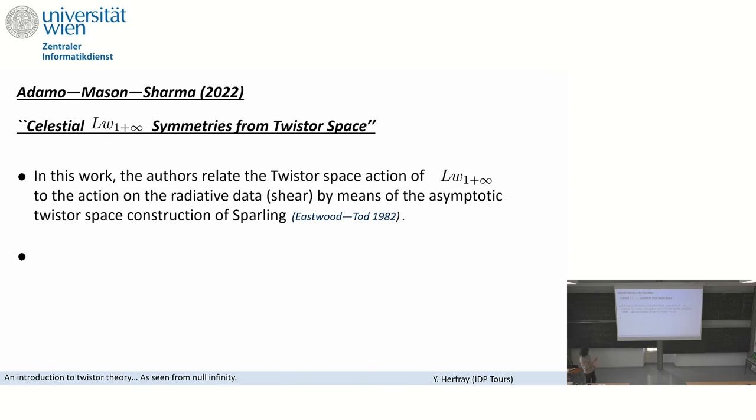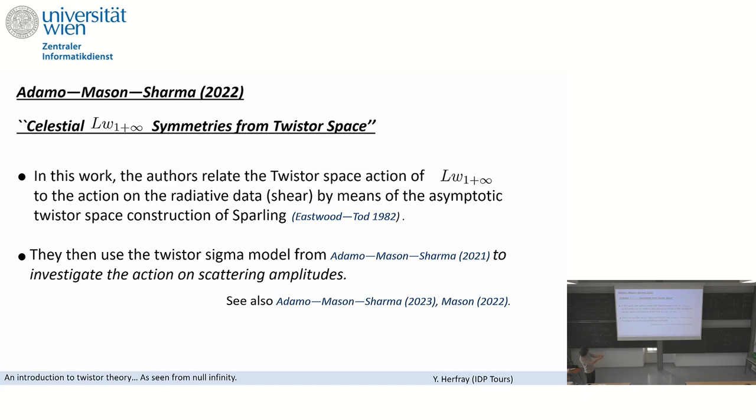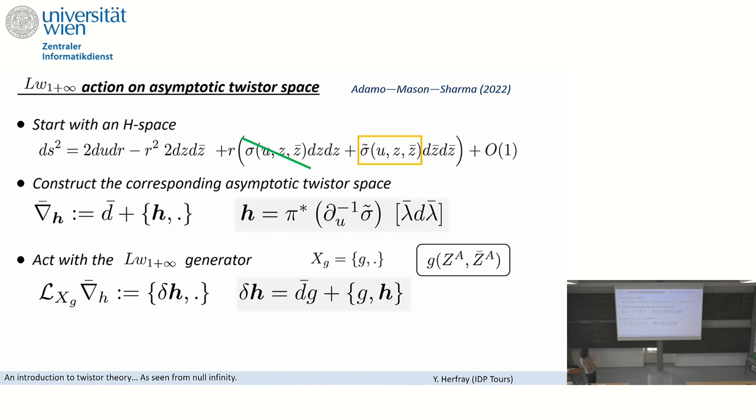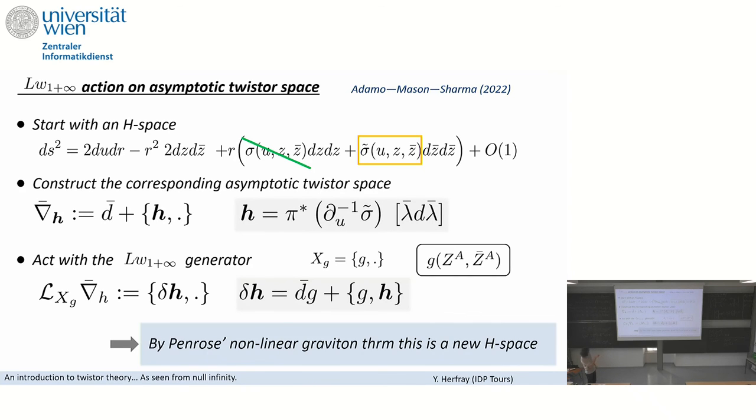Okay, so what these people could do is they could use these classical results, interpreted in the way I presented, use their twistor sigma model to act on the scattering amplitudes and try to understand how this works. I'm not going to do that. So in particular, if you put together what I explained before on H space and this, it means that it's clear that there must be an action of LW1+∞ on the characteristic data.